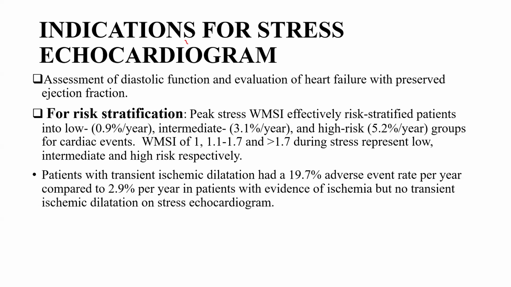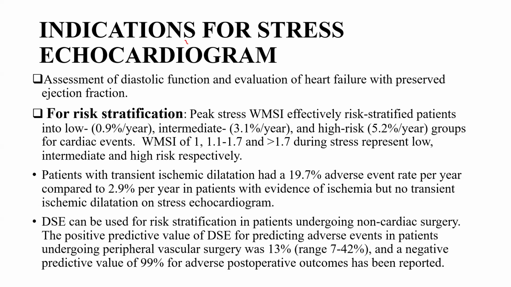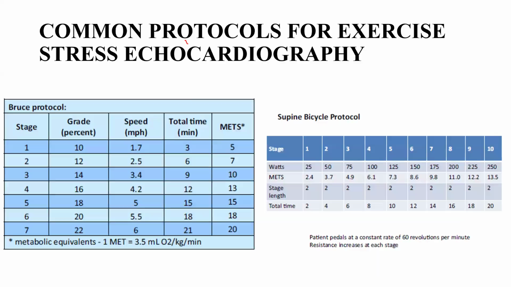Now, if a patient exhibits what we describe as transient ischemic dilatation, where under stress, the entire LV dilates in systole instead of reducing in size, then you have about a 19.7% adverse event rate per year. So it's a very good tool for risk stratification. And now, for example, for patients who are going for surgery, peripheral vascular disease, it has a positive predictive value for adverse event and outcome of 13% and a negative predictive value of 99% for postoperative outcome. So it's a very good tool for risk stratification.